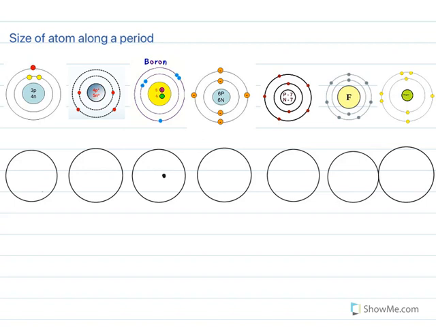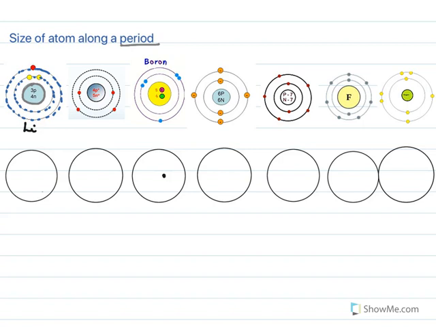Size of the atom along a period. Let us see what happens to the atom as we go along the period. For that, we'll take up the second period. In the second period, the first atom is lithium. And remember, we are dealing with the second period, so all of them will have just two shells. Here is the nucleus with these two shells. One, the K shell, and then the L shell. So the outermost shell is the L shell.